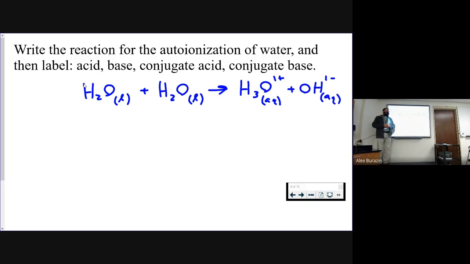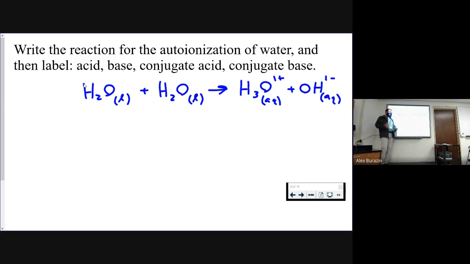Yeah, the scale of it is insanely small. So it's very difficult, unless you have really good equipment, to detect that this is actually occurring. But anyway, it happens. So what I'd like you to do is identify the acid-base pairs.